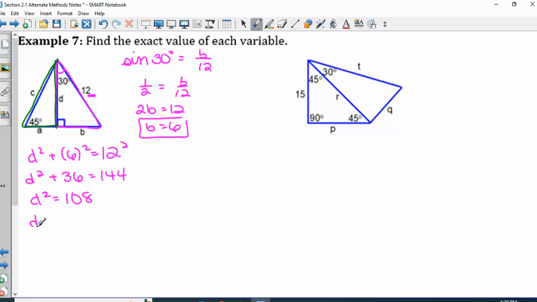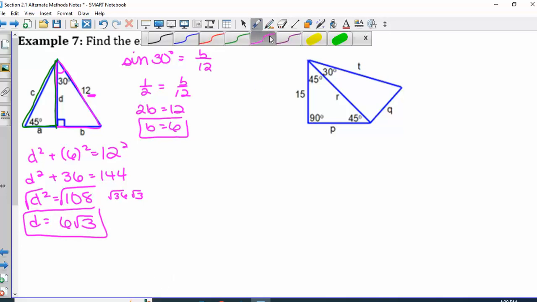Okay, so we know I want exact values. So we need a perfect square that goes into this. 36 and what? 3. So that would be 6 radical 3. All right, 2 variables down, 2 to go.